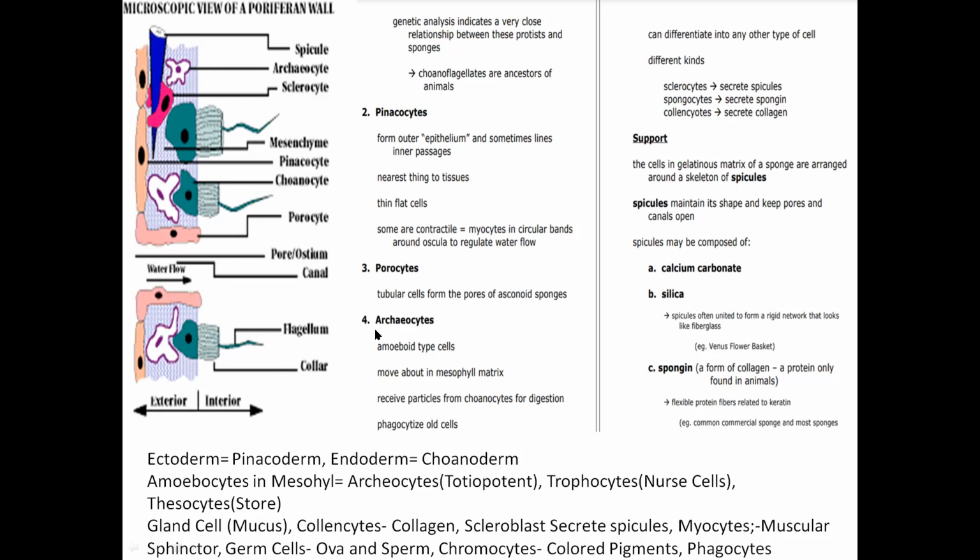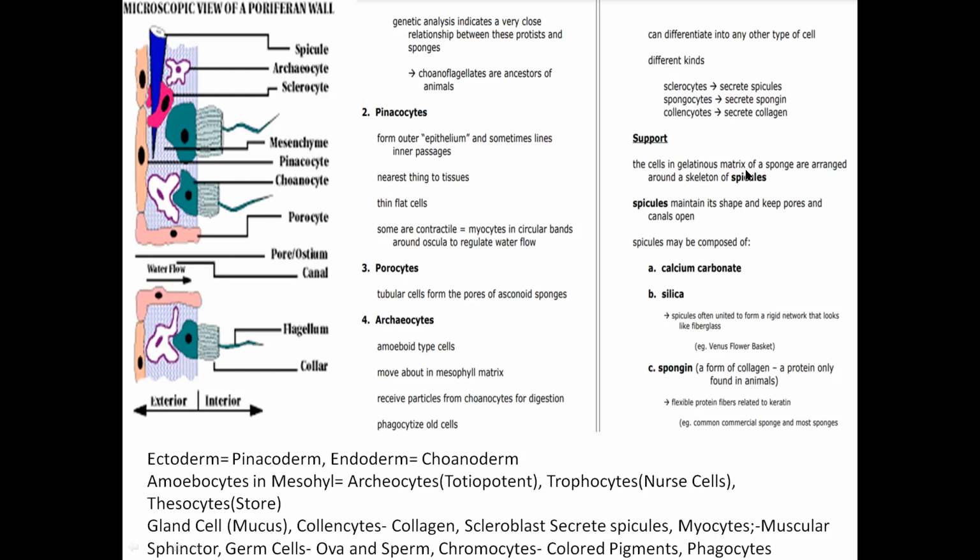Then archaeocytes. These are amoeboid cells and they are totipotent, and they receive food particles from choanocytes for digestion. Then we have sclerocytes, they secrete spicules, spongocytes which secrete spongin fiber, and collencytes which secrete collagen of the mesohyl.